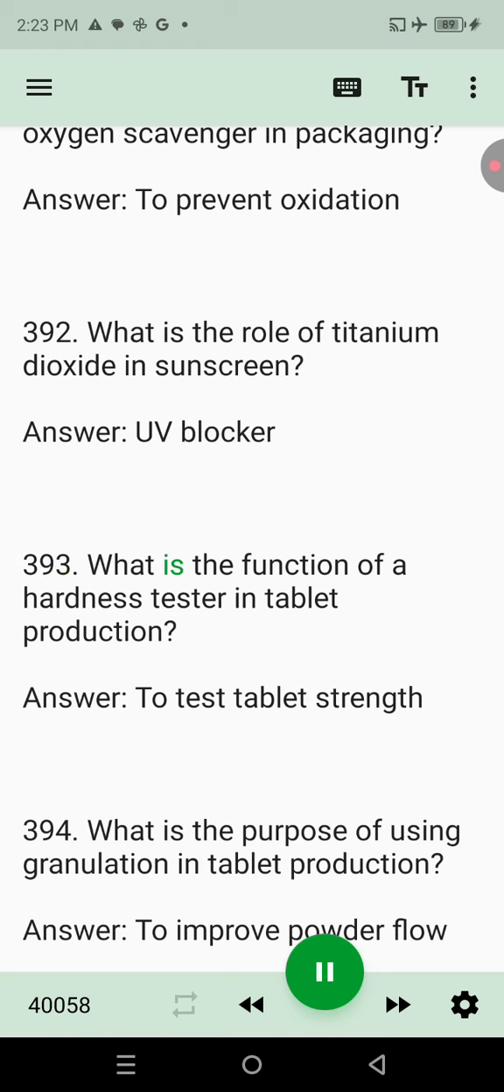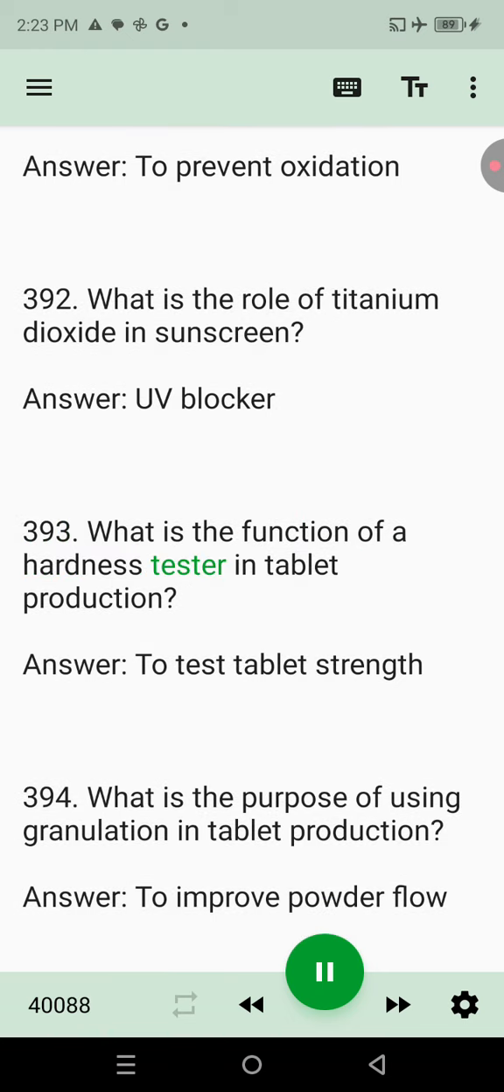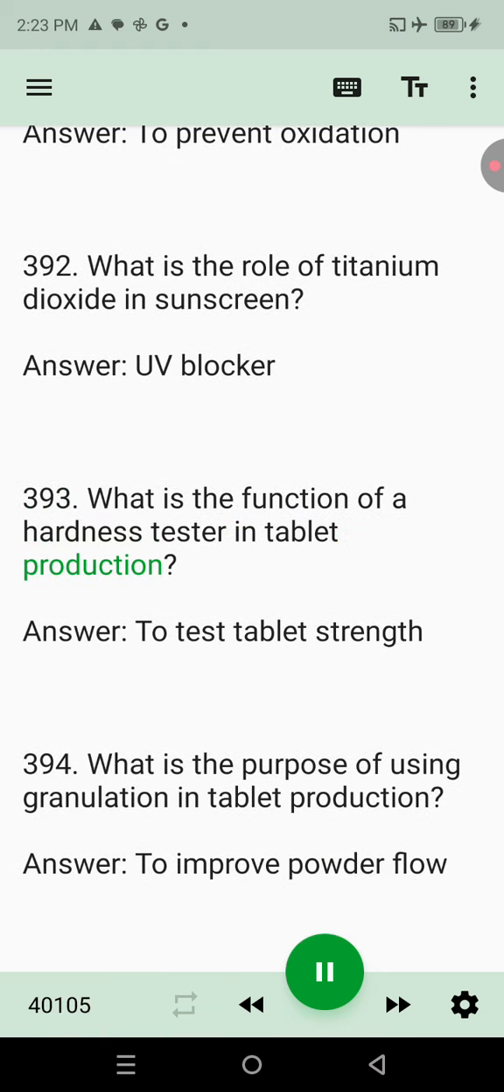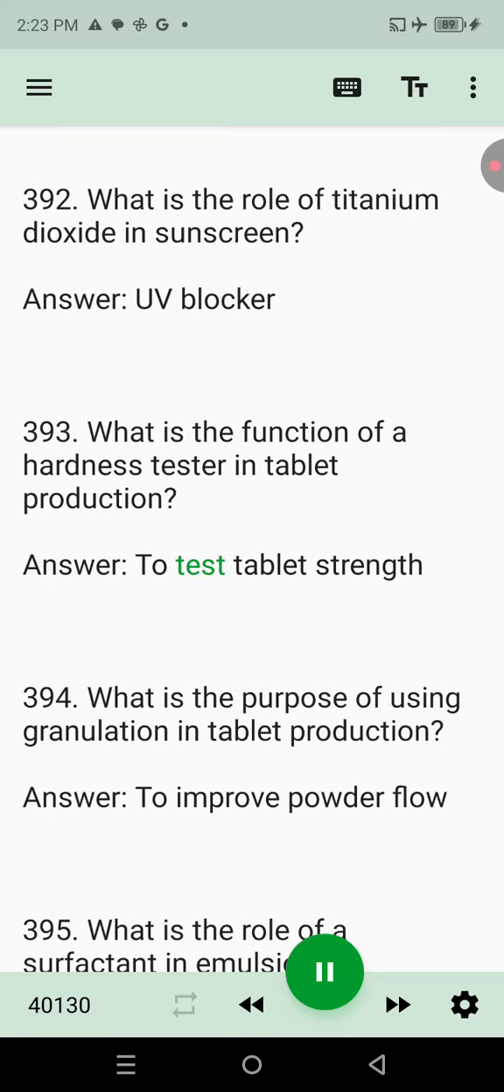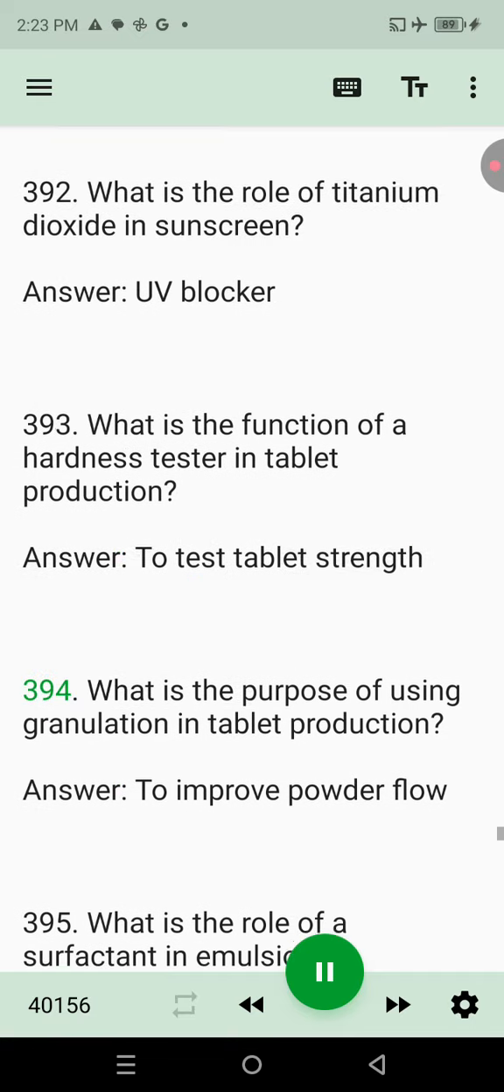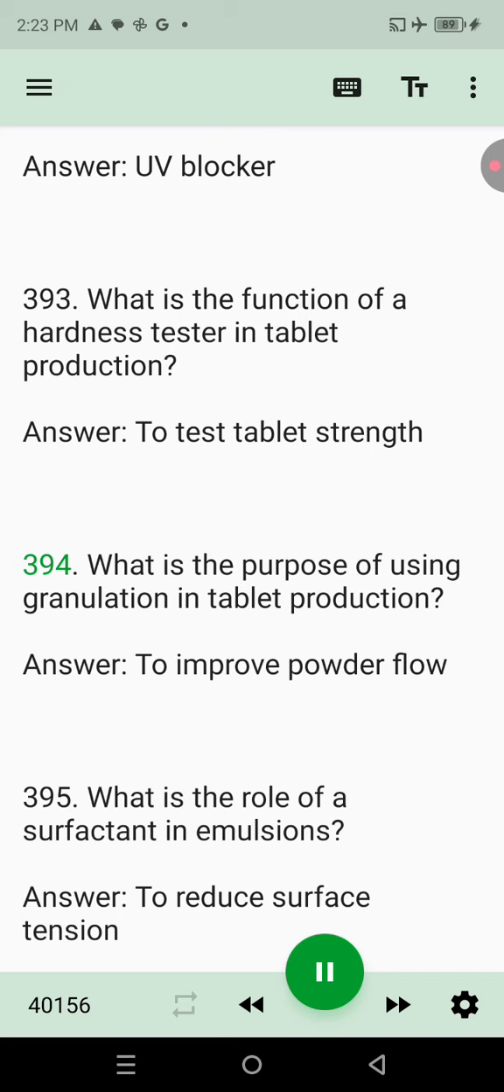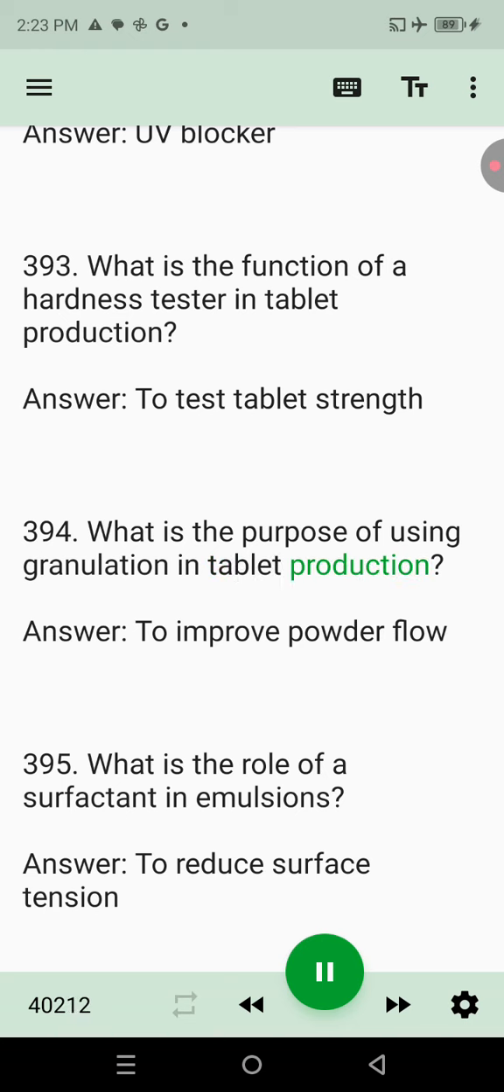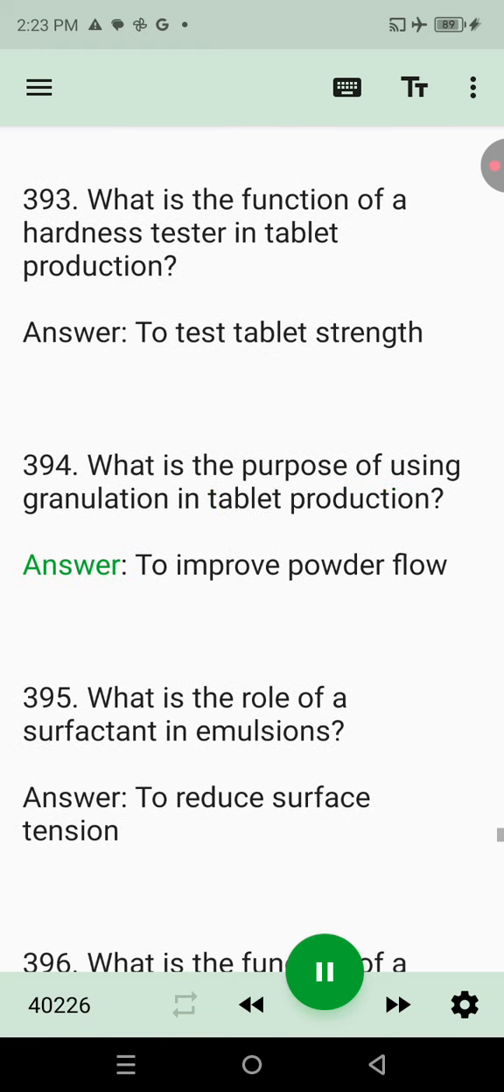393. What is the function of a hardness tester in tablet production? Answer: to test tablet strength. 394. What is the purpose of using granulation in tablet production? Answer: to improve powder flow.